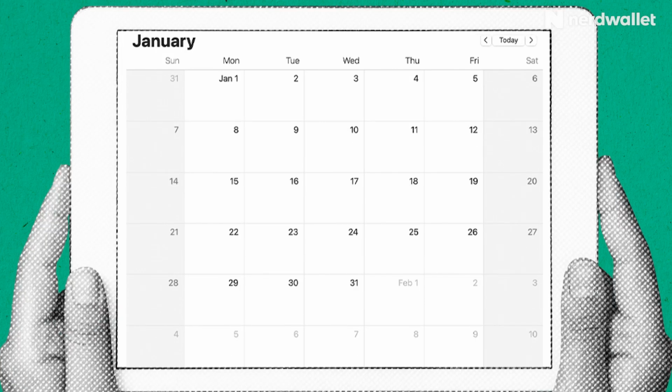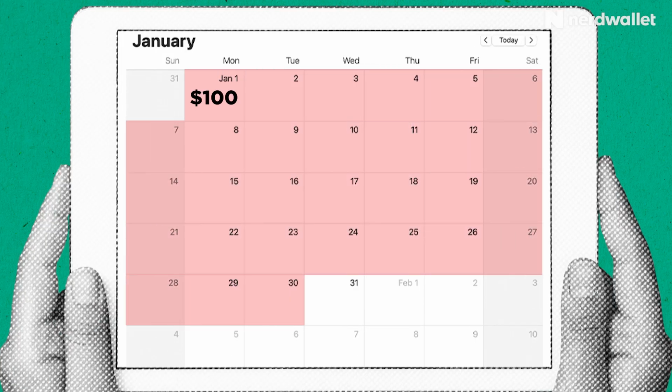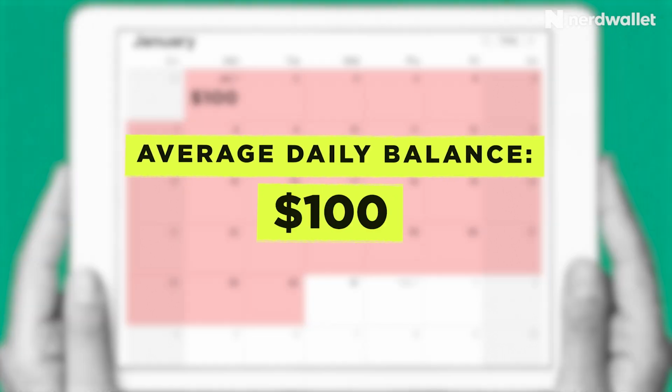For example, let's say you had a 30-day statement cycle and you started with a balance of $100. If you never made any additional charges or payments for the full cycle, your average daily balance would be $100.